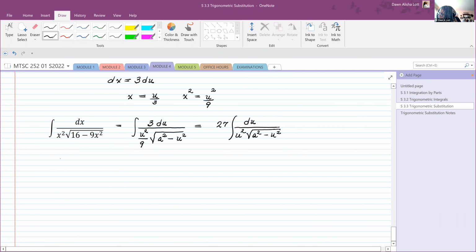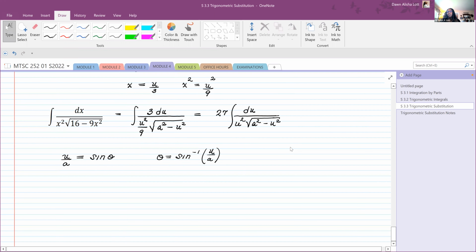So now u over a is going to be my sine inverse of theta, or theta is... that is wrong. u over a is the sine of theta, or theta is the sine inverse of u over a. So let's go get the triangle.